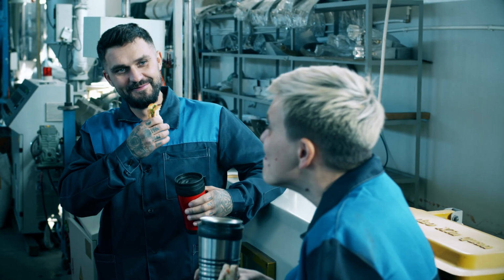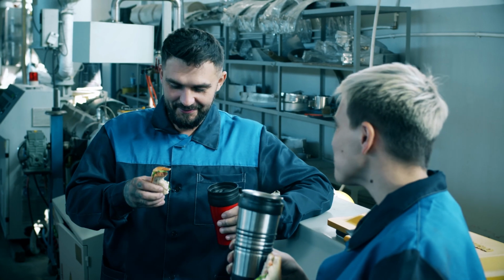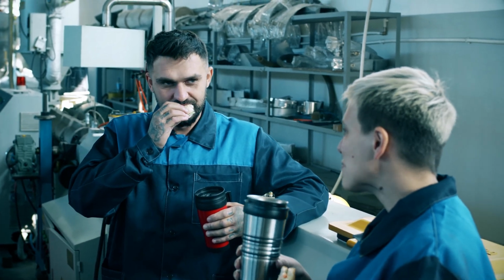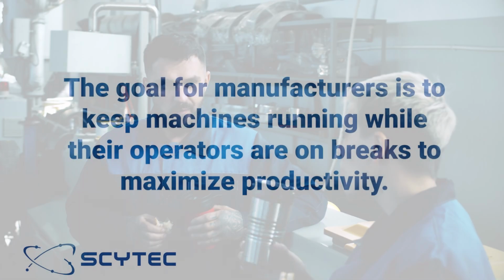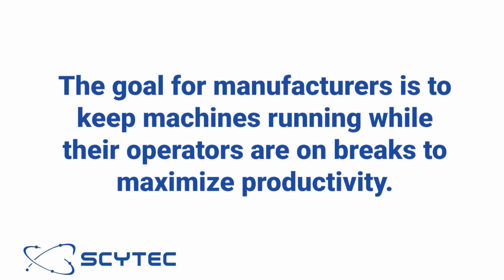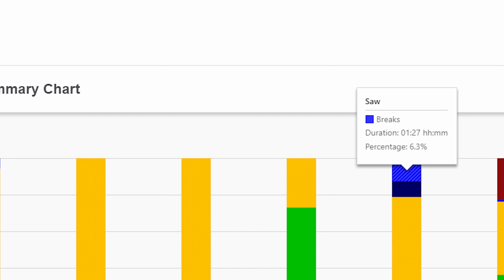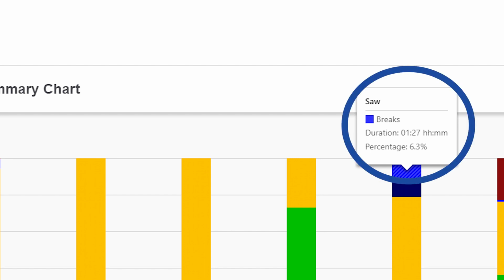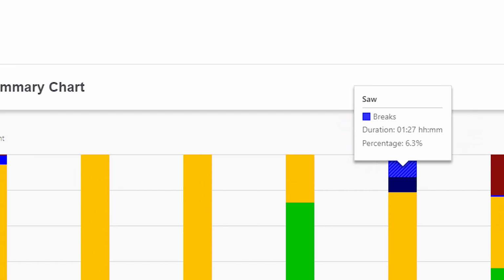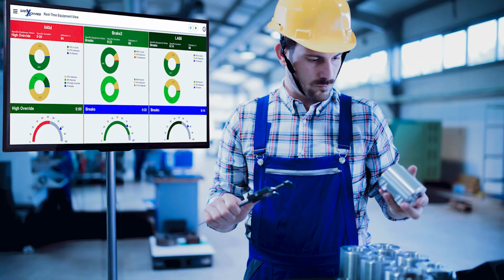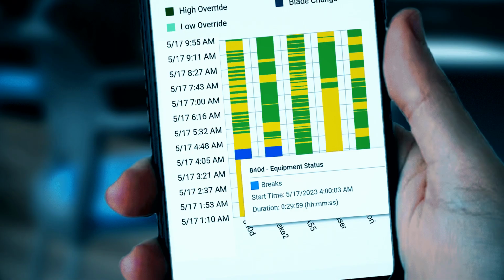Breaks are necessary for operators to rest and recharge, but they can also lead to a loss of production time if not managed effectively. The goal for manufacturers is for machines to keep running while operators take breaks. DataXchange can track the amount of break time, as well as empower operators to have more relaxed breaks, knowing their machines are running by either watching them from a TV or their own devices in the lunchroom.